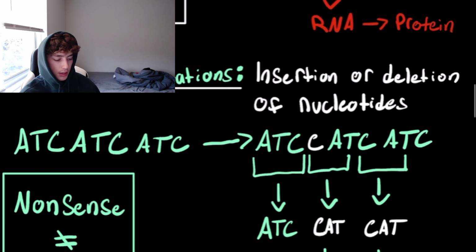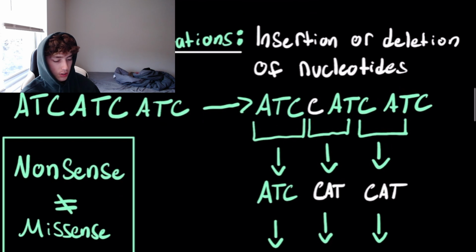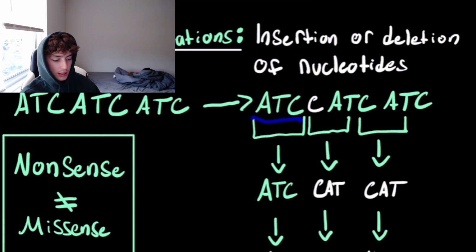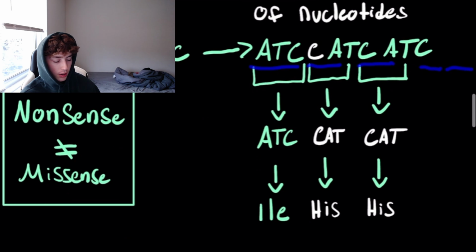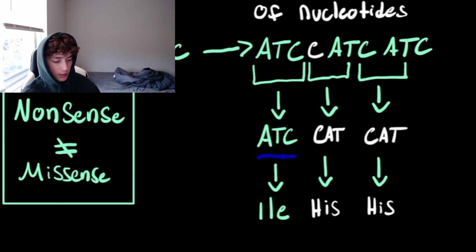So for example, if we have a repeat of ATC, let me just write it down. If we have a repeat of ATC, right? And we insert an extra nucleotide, so we say we insert a C. It was being read as ATC, but then we add the extra cytosine, so it goes ATC, then it goes to CAT, and then so on, right? So what we started with was ATC, and it turned into CAT. So that is considered a frame shift mutation.